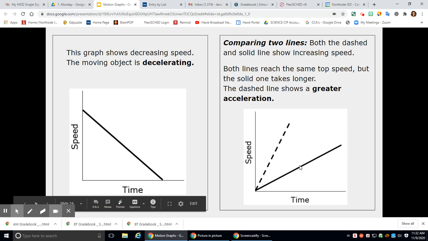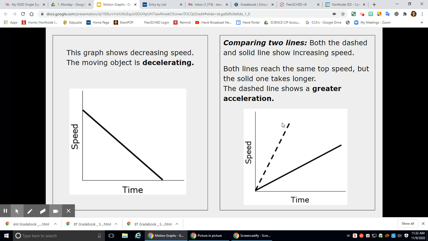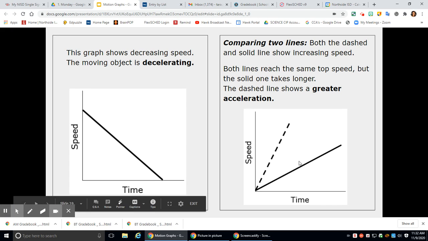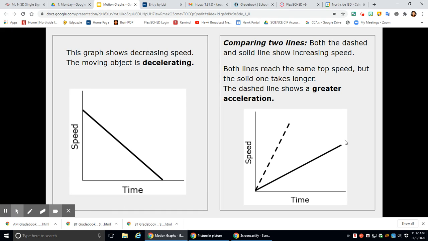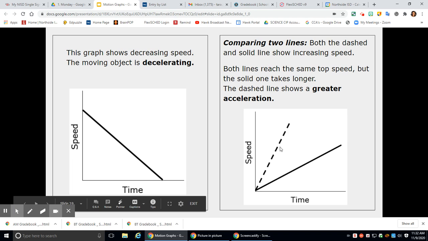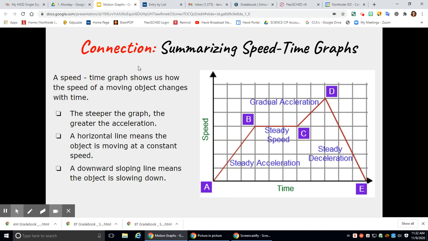Comparing two lines, both the dashed and the solid line show increasing speeds. Both lines reach the same top speed, but the solid line takes longer. The dashed line shows a greater acceleration.